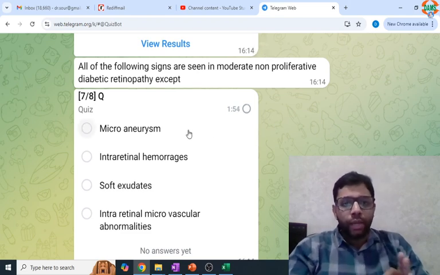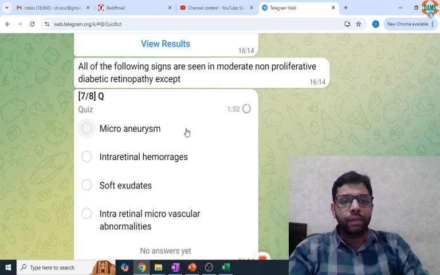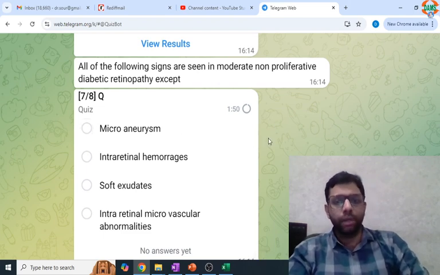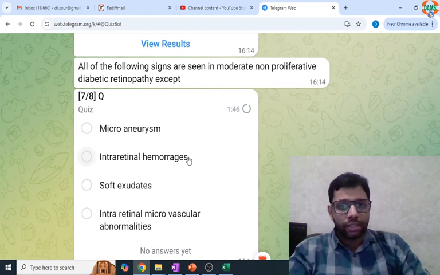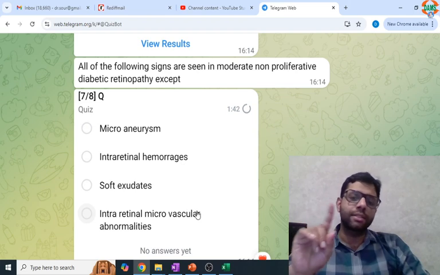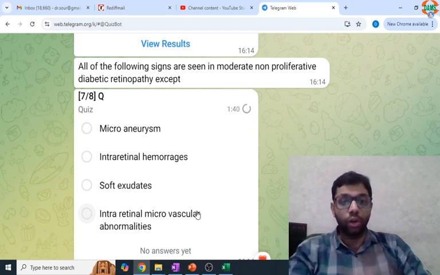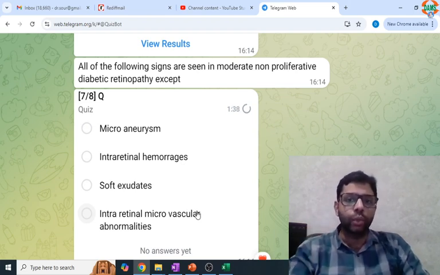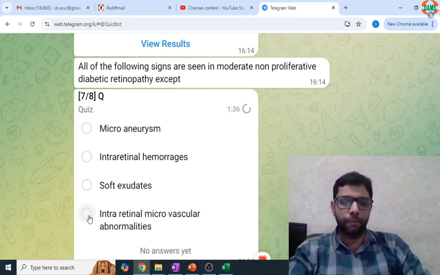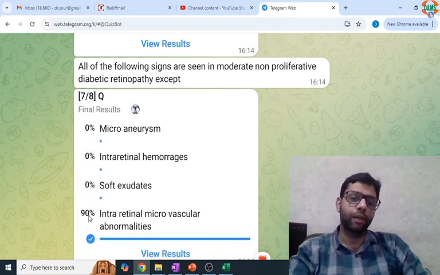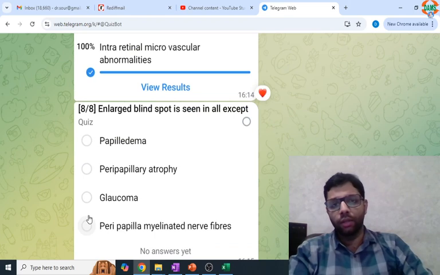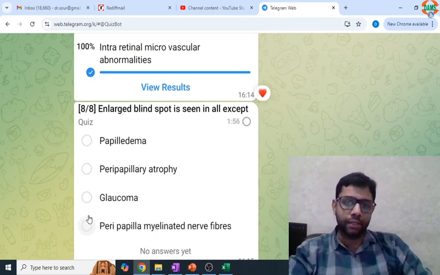Now, microaneurysms are seen in very mild NPDR, and of course they will be seen in moderate and severe NPDR also. It's the early stage. Intraretinal hemorrhage is seen in mild to moderate. Soft exudate is seen, but IRMA suggests it's severe or very severe NPDR or PDR. IRMA is not included in mild to moderate NPDR. And you should know the 4-2-1 rule of diabetic retinopathy given by ETDRS.